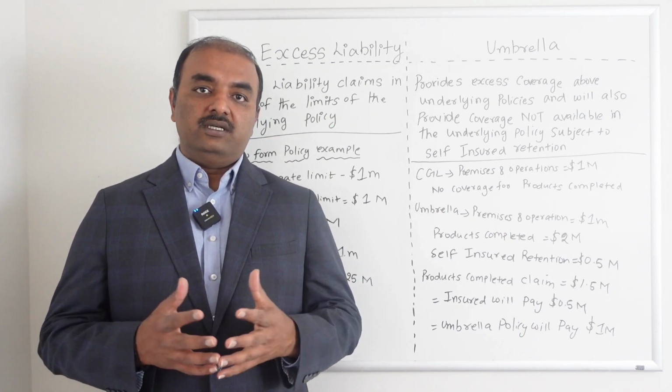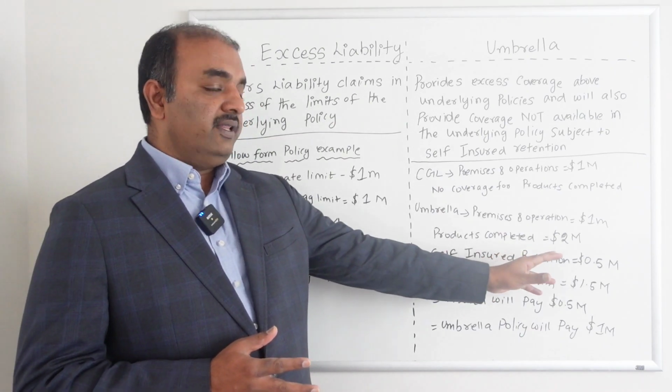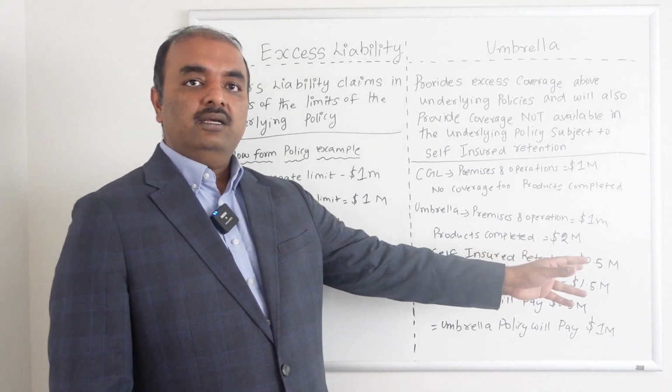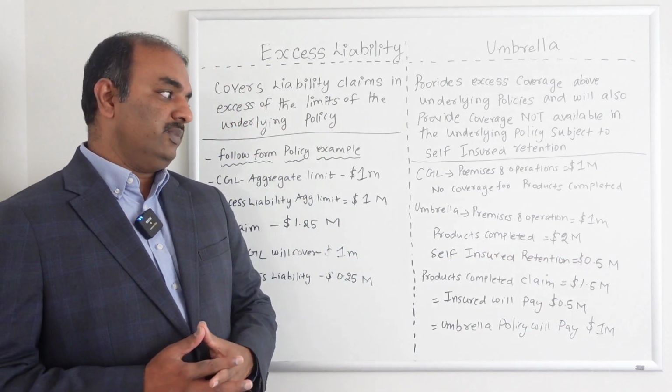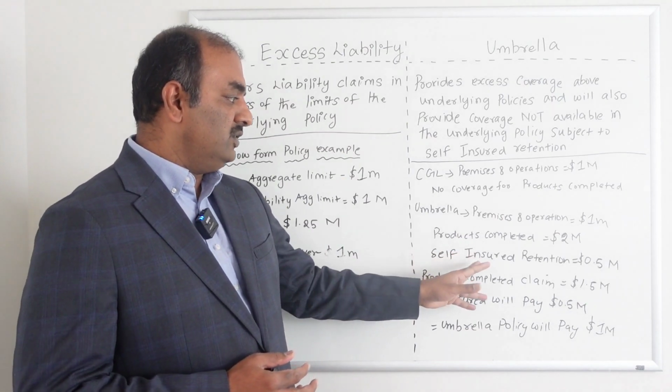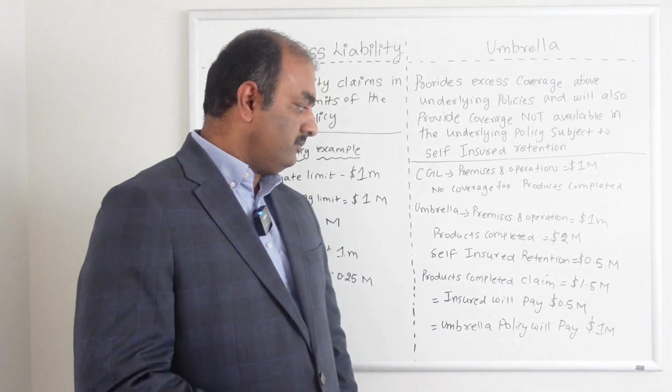Now every time you go for umbrella policies, there is something called self-insured retention, which means it's like a deductible. Only when the customer, the insured, pays that money, the remaining amount will be covered by the insurance company. In this example, the self-insured retention is 0.5 million.